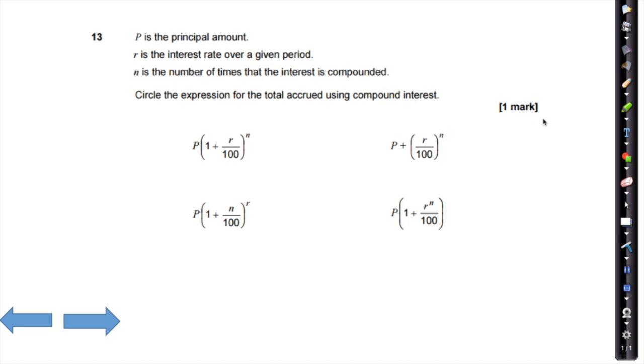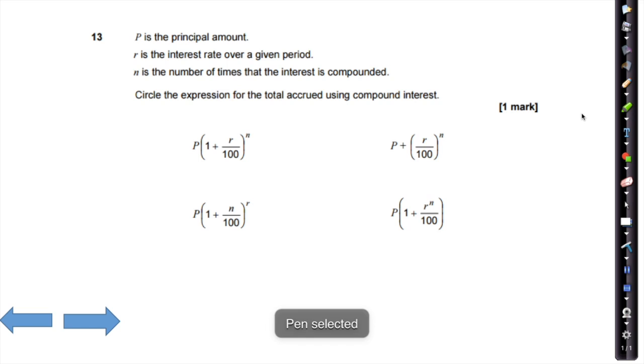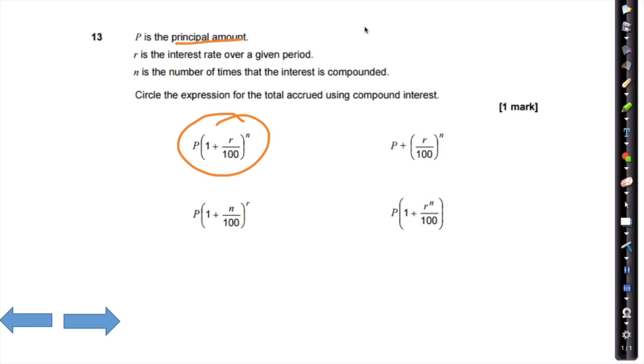So it's very rote. You kind of have to know the formula for compound interest, and I'm not going to spend too long on it. It's going to be that one. P is the principal amount, so our value at the start before any interest is applied. So principal amount just meaning value at the start before anything's been applied.